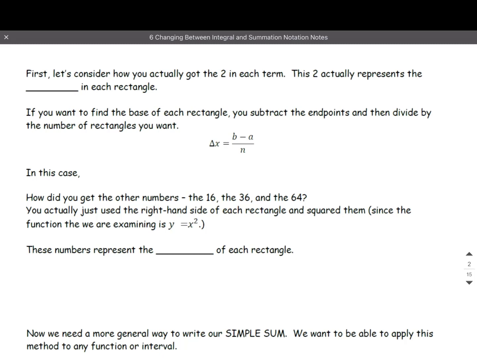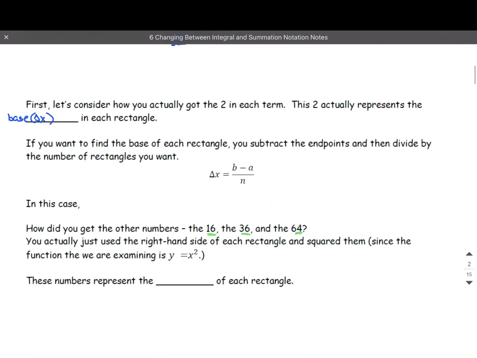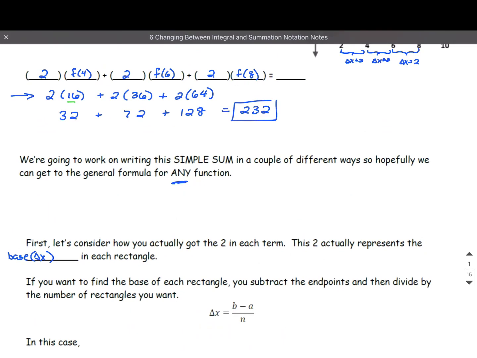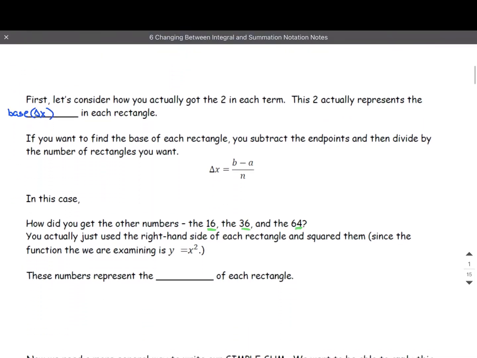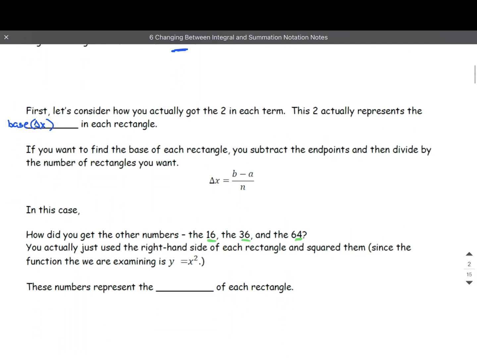So now the first thing we need to remember is let's consider how we got the 2 in each term. The 2 was the delta x, or the base. That was the base of each rectangle, delta x. And remember, we find delta x by doing b minus a all over n. In this case, how did we get the numbers 16, 36, and 64? Where did these numbers come from? They came from substituting the right endpoints into the function. They are the heights of each rectangle, right?